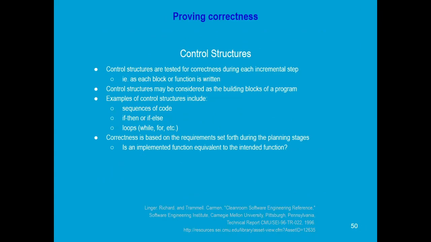To prove correctness, we look at control structures. Control structures are tested for correctness during each incremental step, for example, as each block or function is written. Control structures are essentially the building blocks of a program. Examples of control structures include sequences of code, if-then or if-else statements, and loops. And as mentioned earlier, correctness is based on the requirements of each function or block as they were planned.